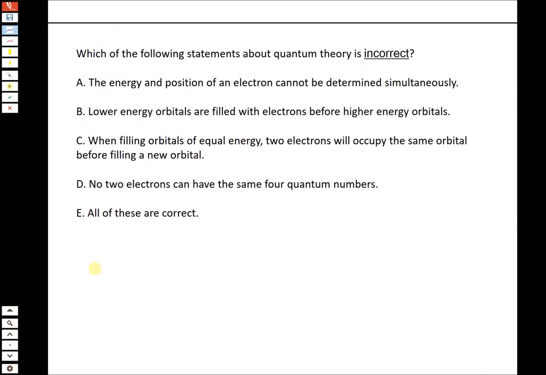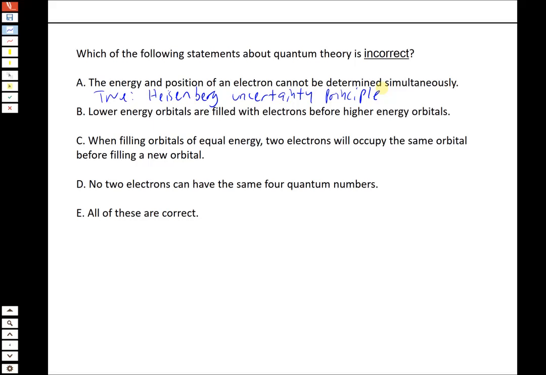The next one deals with some concepts with quantum theory, and we want to know which of the following statements is incorrect. So the first is that the energy and position of an electron cannot be determined simultaneously. So this one is true. This is a statement of the Heisenberg uncertainty principle. There's a mathematical relationship that I introduced for this that we're not really going to use. But again, the concept is that if you're dealing with very tiny particles like electrons, you cannot precisely know where they are and how fast they're moving, or their energy, however you want to phrase that, at the same time.